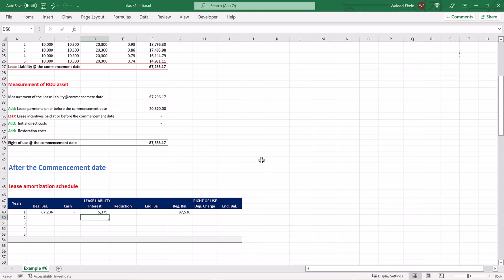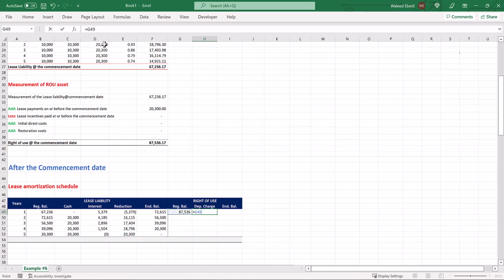The reduction in the lease liability is the cash payment less the interest charge for the year, and this is the balance of the lease liability at the end of the year. Let me fill the remaining years for you quickly. That's it. At the end of the lease term, we have a zero balance for the lease liability.